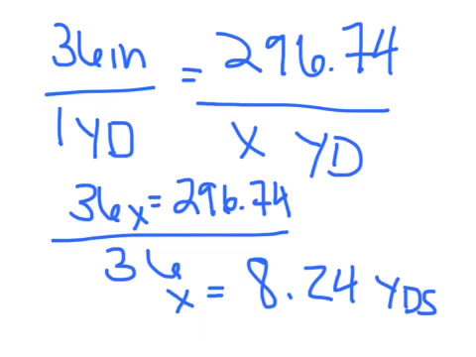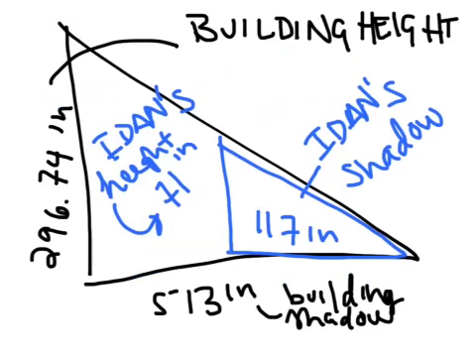To convert the inches to yards, we compare 36 inches to 1 yard and 296.74 inches over an unknown number of yards. We set up the proportion, set the fractions equal to one another, and solved, getting 8.24 yards. We created similar triangles by comparing the building's height and its shadow to my height and my shadow.